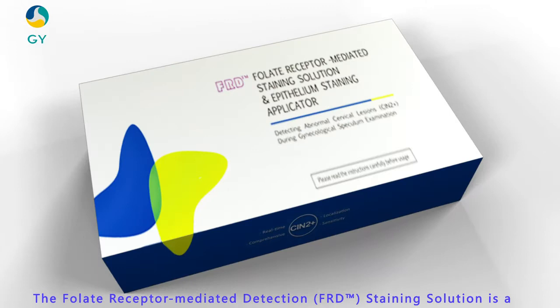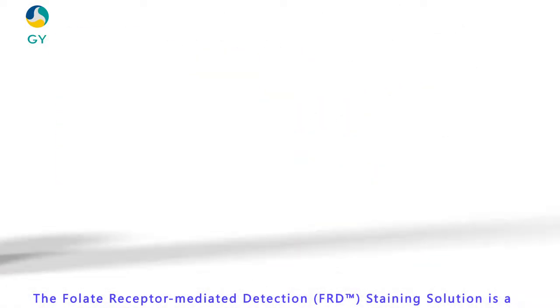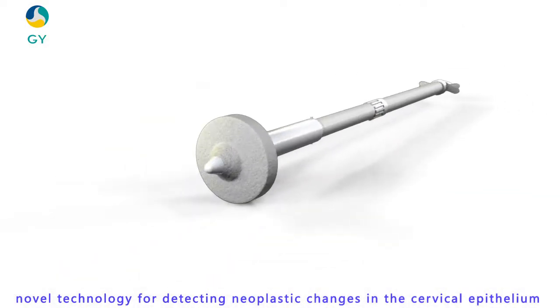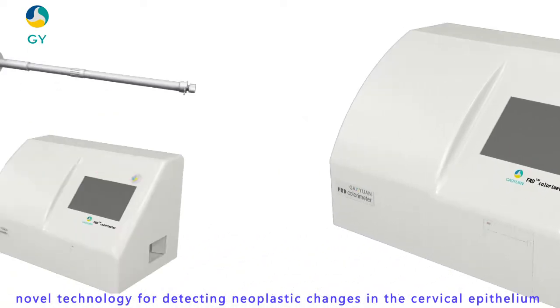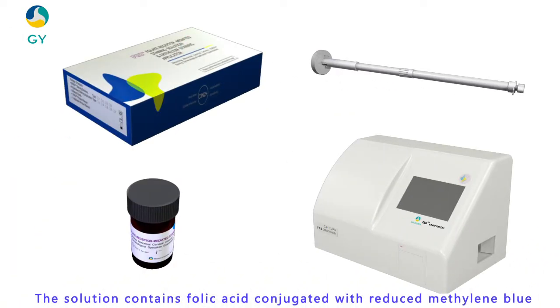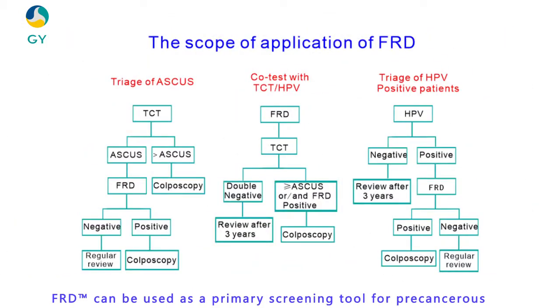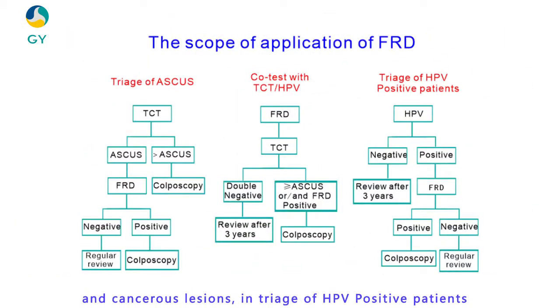The folate receptor-mediated detection staining solution is a novel technology for detecting neoplastic changes in the cervical epithelium. The solution contains folic acid conjugated with reduced methylene blue. FRD can be used as a primary screening tool for precancerous and cancerous lesions, in triage of HPV-positive patients, in triage of women with the result of ASCUS, or as a co-test with HPV and/or cytology testing.